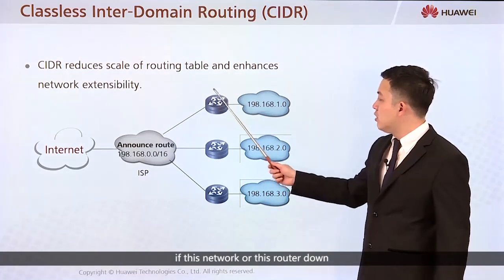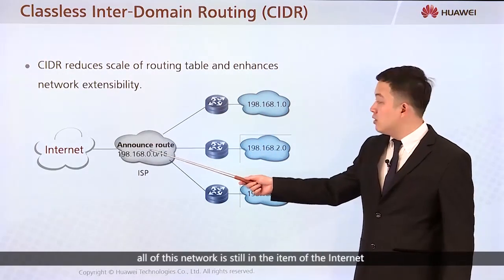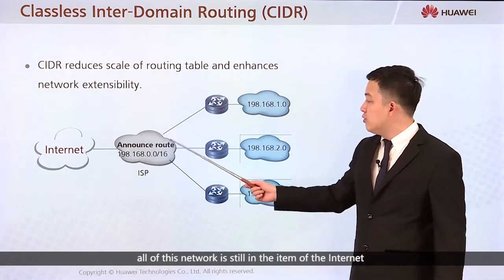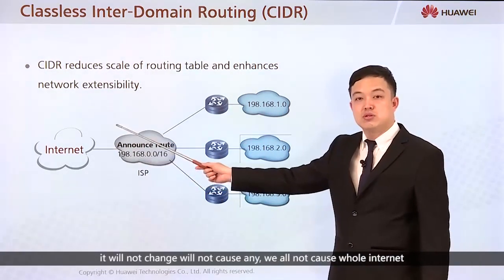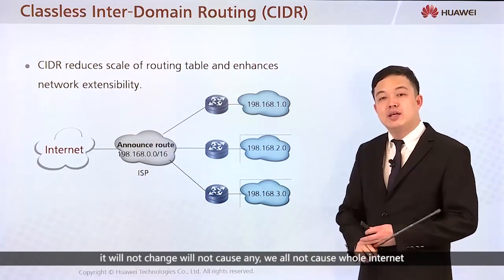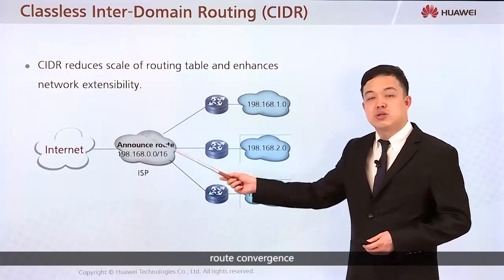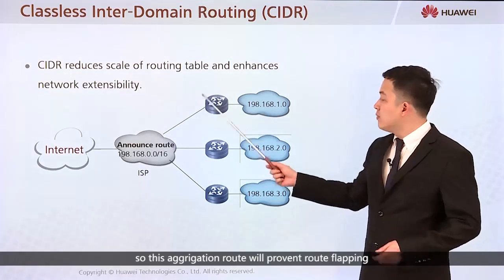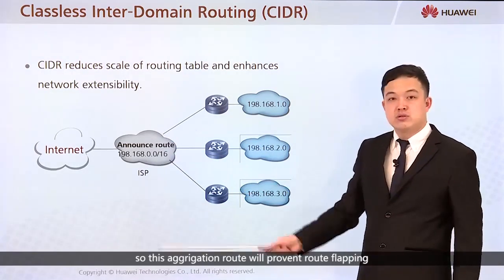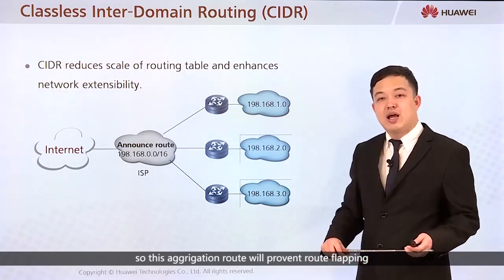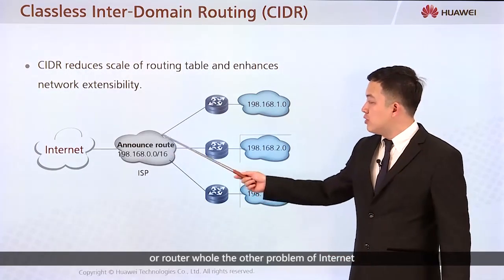If this network or this router goes down, all of this network is still in the entry of the internet. It will not change. It will not cause all internet routes to converge. So this aggregation route will prevent route flapping or other problems of the internet.